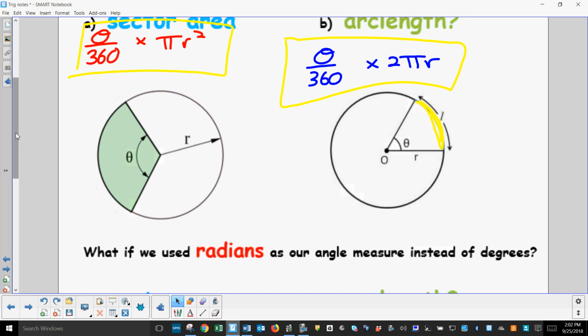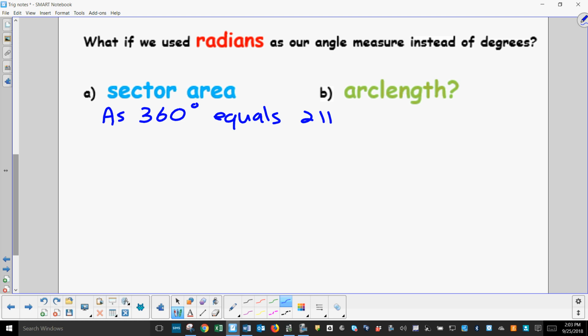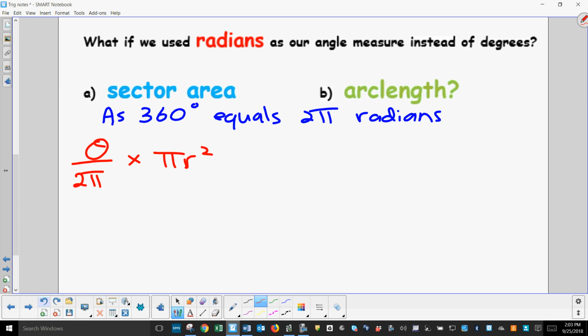And then you'll find it simplifies down to something nice. So for sector area, you might just want to write that 360 degrees equals 2 pi radians. You might just want to put this down so you can look back and see why on earth we have 2 pi underneath the angle. So you'd have theta over 2 pi, times pi r squared. And the same thing for this one, you would have theta over 2 pi times 2 pi r.